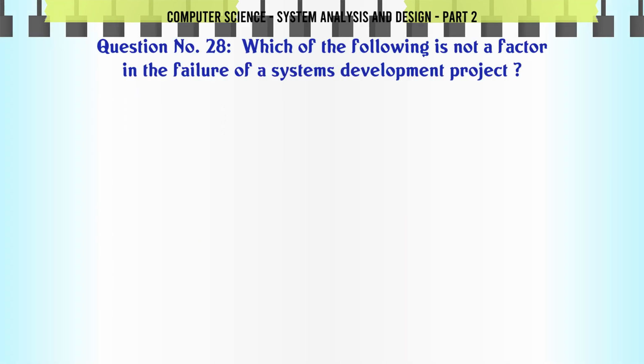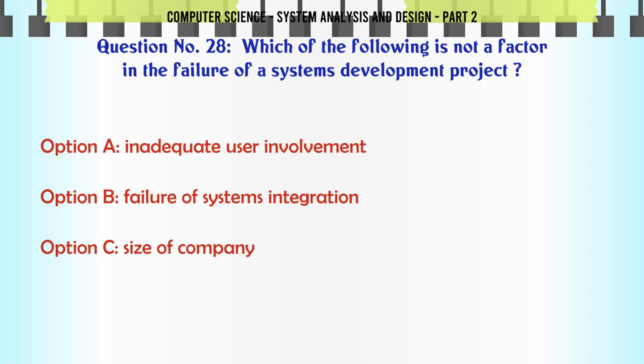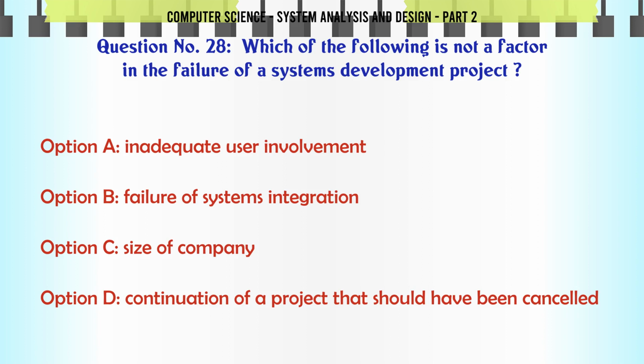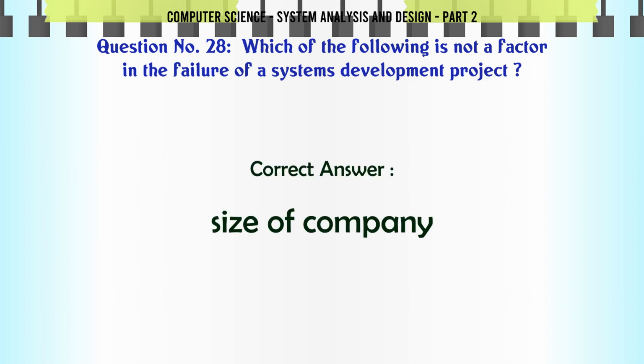Which of the following is not a factor in the failure of a systems development project? A. Inadequate user involvement. B. Failure of systems integration. C. Size of company. D. Continuation of a project that should have been cancelled. The correct answer is size of company.